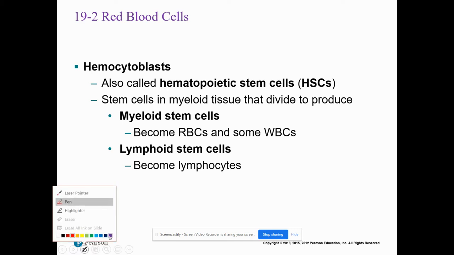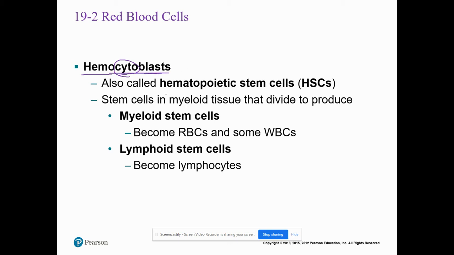hemocytoblasts. If you break down the word itself, hemo is discussing blood. Cyto is for cell, and then blast is for growth and development phases. So hematopoietic stem cells, HSCs, are the more common term. That's what I learned when I was in school.